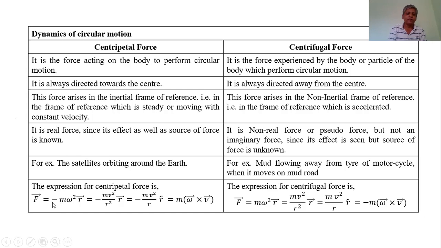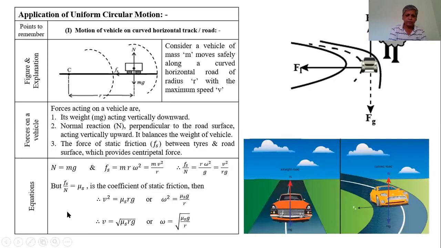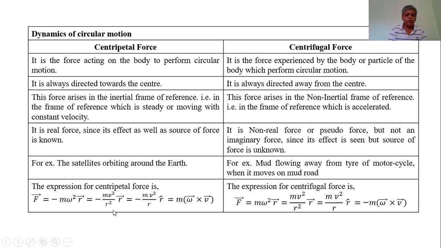The negative sign here indicates that the direction is opposite to the direction of vector r, that is the position vector. These are the expressions in terms of angular velocity. In terms of linear velocity, here we considered vector r, hence here we write r square. Here we consider the unit vector, that is, the magnitude is 1. Here the magnitude is r, and this r cancels. Here the negative signs in these three expressions are explained. The direction is opposite to the direction of vector r.